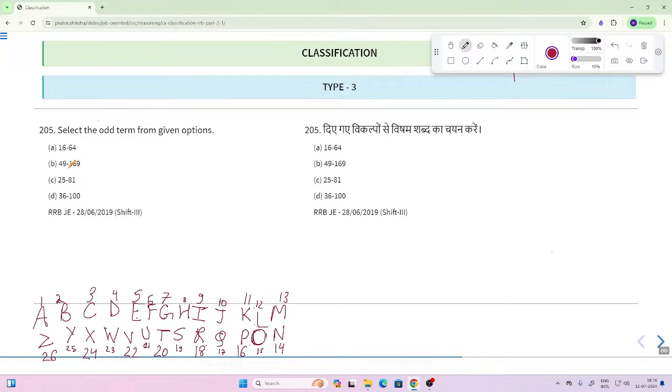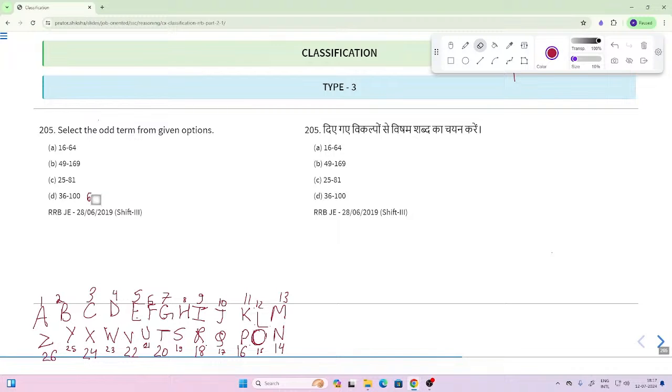16, 64, 49, 169, 25, 81, 36, 100. So all 4 of them are pairs of squares. So this is 4 square dash 8 square, 7 square dash 13 square, 5 square dash 9 square, 6 square dash 10 square. Also, I noticed that 8 and 4, this is 4 ka difference, this is 4 ka difference, this is 4 ka difference, this is 6 ka difference. So B is the only one whose difference of the square roots of both the numbers is not 4.